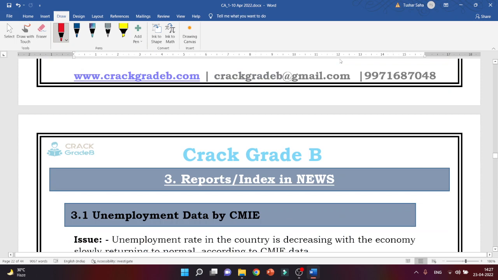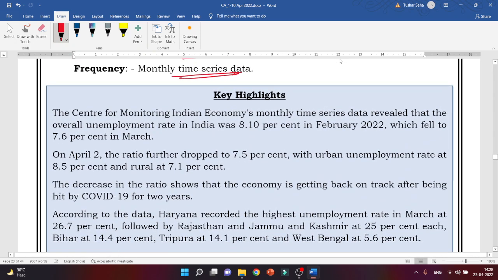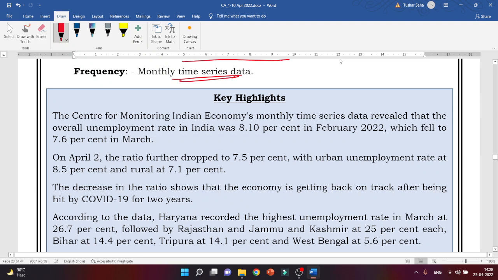Now, let's move to the next one, unemployment data by CMIE, Centre for Monitoring Indian Economy, right? This is monthly time series data. What has been seen is that the overall unemployment rate in India was 8.10% in February 2022, which fell to 7.6% in March. Look, when you read this kind of data, it becomes very important when your exam is near. For example, this kind of data you have read in January, December, October and November as well. I won't say those become irrelevant, but they become least important. This latest data is much more important, right?